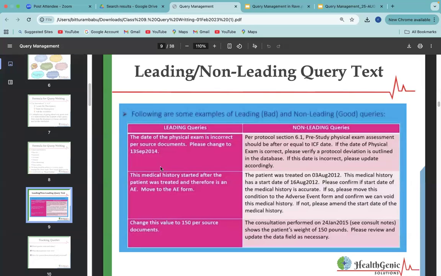So what is a good query? What is a bad query, and why?